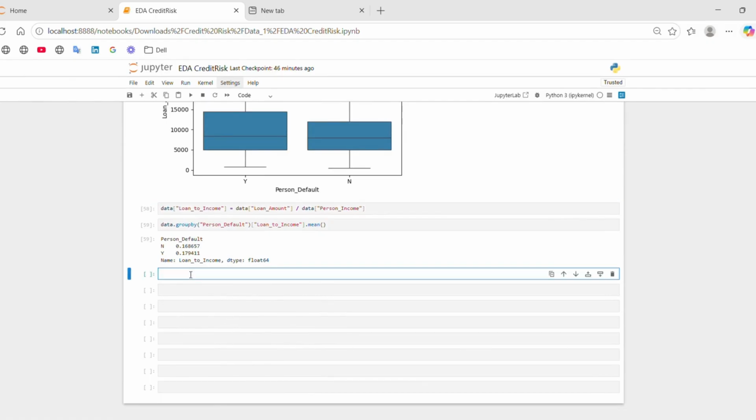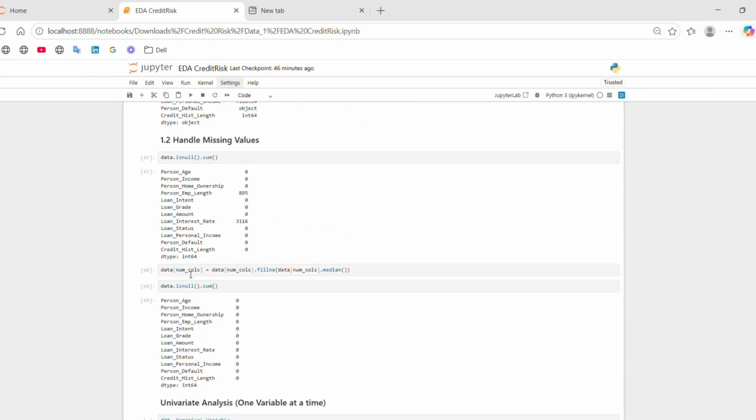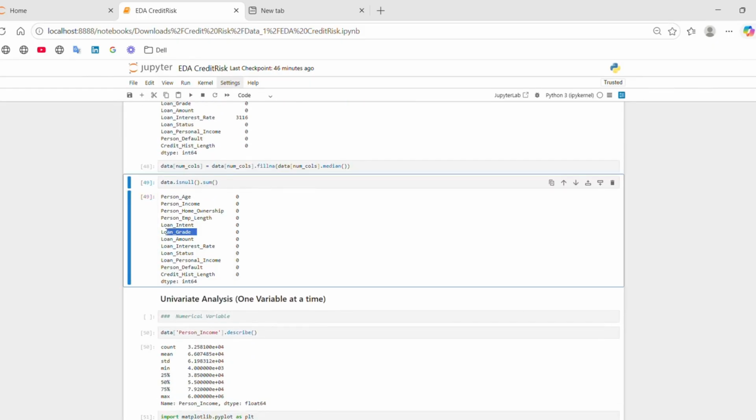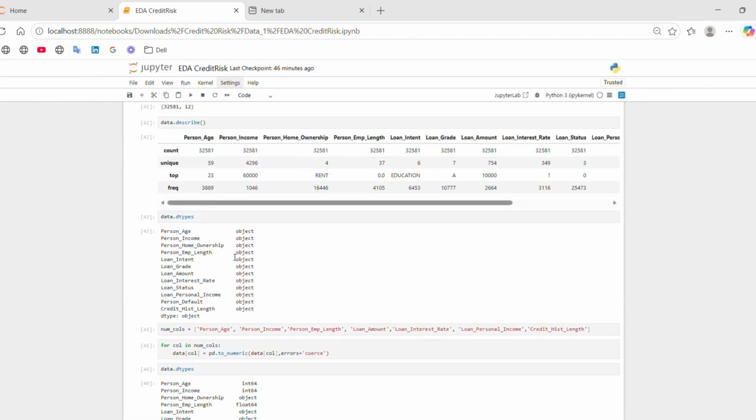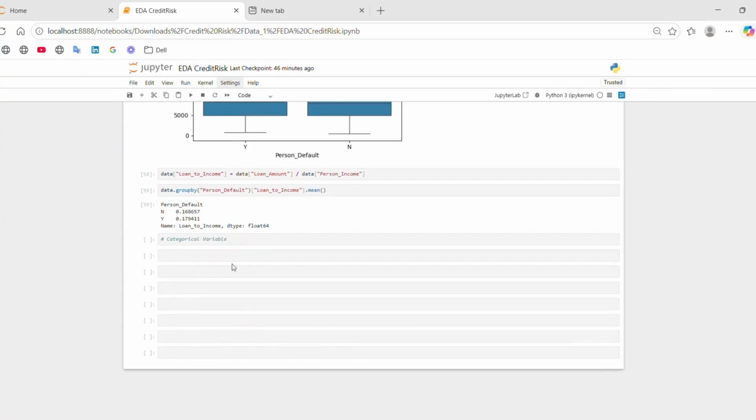This you can do for categorical variables as well. One can plot a cross tab. So let's look at the categorical variable quickly. One categorical variable we can pick up is loan grade. Loan grade values are like A, B, C, D, capital and small. So let's quickly see the picture behind this variable.